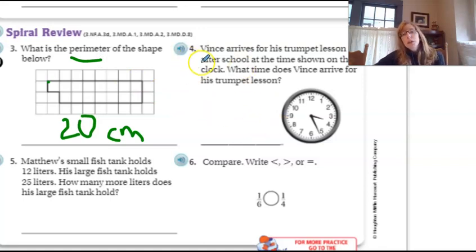We're going to go on to number 4. We've done time. So Vince arrives for his trumpet lesson after school. The time shown on the clock. What time does Vincent arrive for his trumpet lesson? Hopefully you are drawing out your hour right there, and you circle your lower hour, which would be 3. Okay, and then skip count around, and the 5 stands for 25 plus 1, so it would be 3:26.